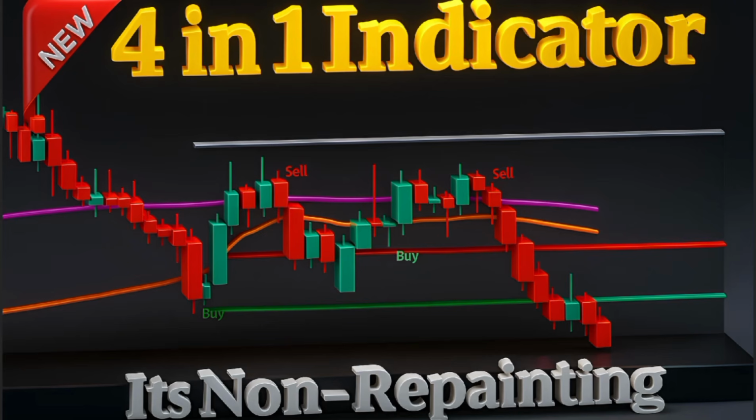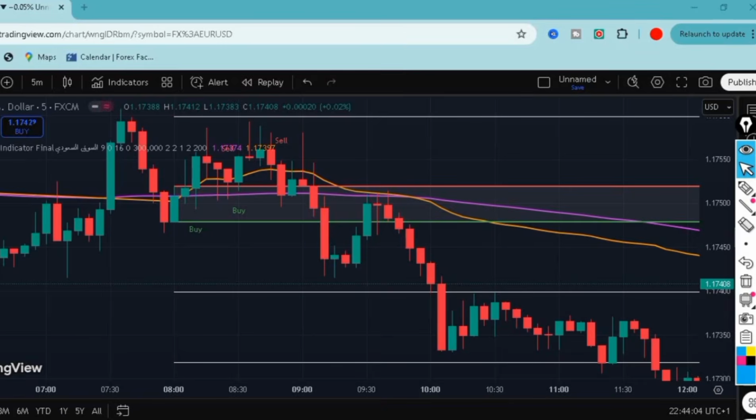If you've not watched the video explaining all the features and everything about this indicator, ensure you watch this video right here. It is going to really help you understand what I want to correct, so that guys, you can use this indicator correctly and effectively.